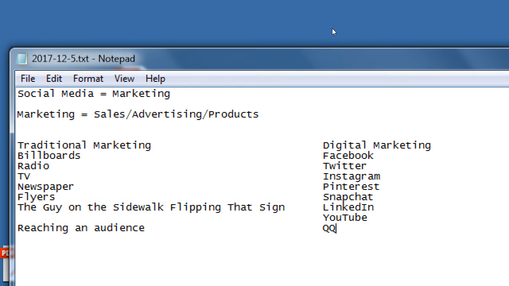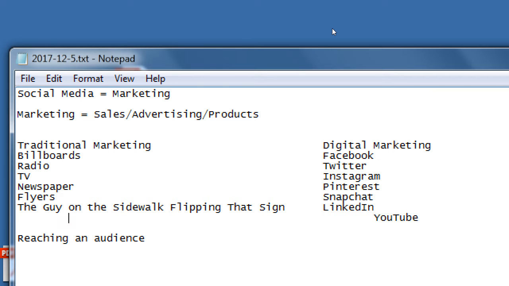It's just that one is in the real world, maybe tangible, you know, a billboard or flyers and such. But this is also marketing: a tweet that you sent out, a pin that you post, a Facebook message that you send, a YouTube video that you create. All of that is still marketing, trying to reach an audience. The purpose is reaching an audience.